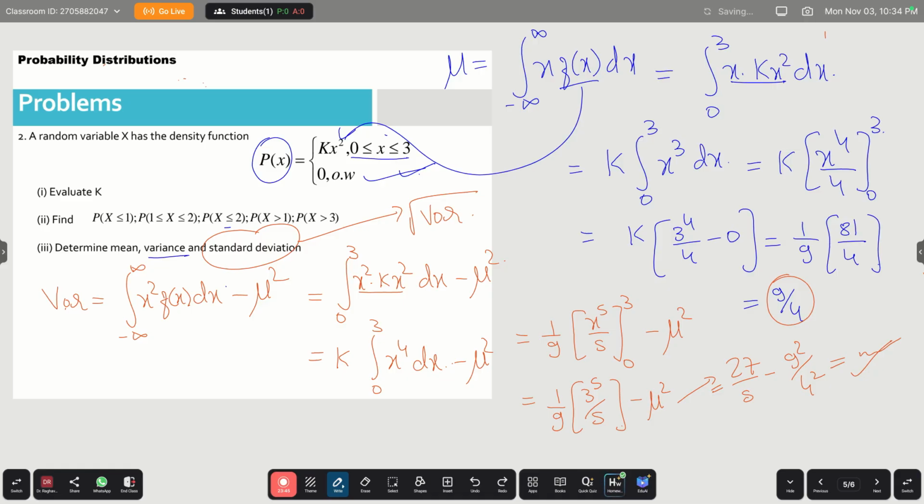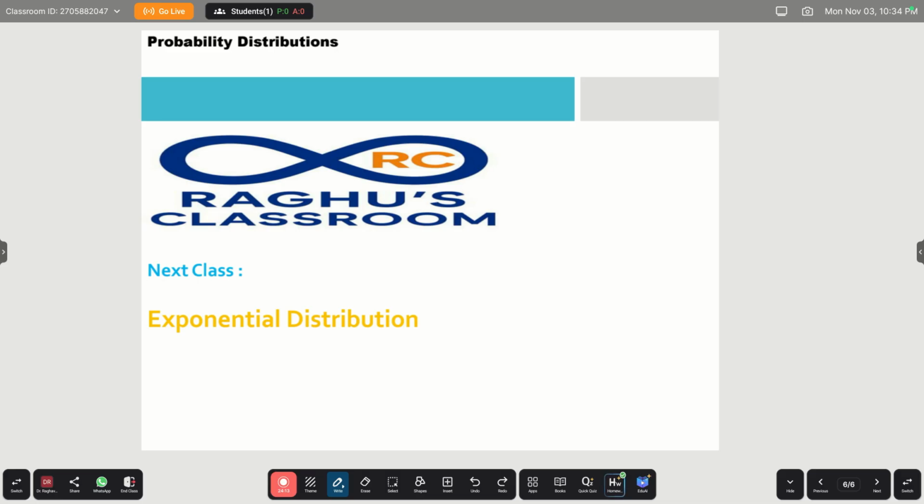I hope you understood the concept of continuous random variable and how to find the mean, variance and standard deviation. This is just a simple example to understand the concept, but for practice you have to work with similar examples, taking different probability functions. In the next class we will discuss the exponential distribution, which is one of the continuous probability distributions. Okay, thank you.